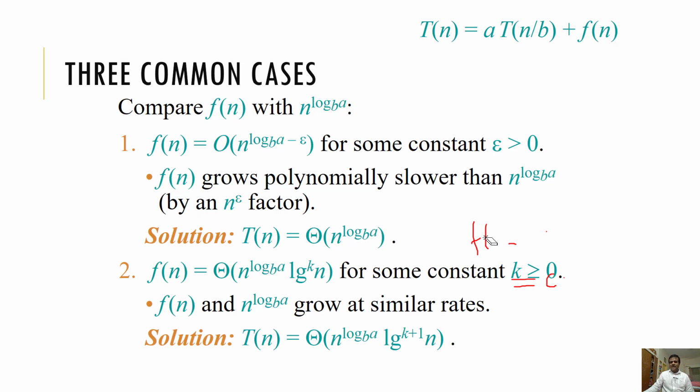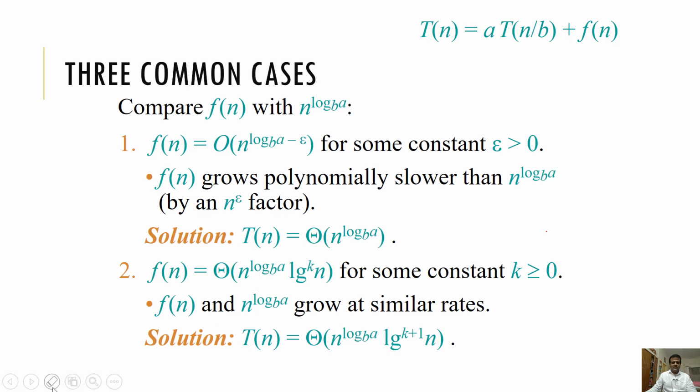In this case we have f(n) and n to the power log a base b, and they are similar. Similar means their growth is similar. That means f(n) and n to the power log a base b are similar, or they can differ by a log factor. They are similar if k is equal to 0. This is big theta, meaning bounded on both sides. If k is equal to 0, then this term won't be there, and we have only f(n) equal to big theta of n to the power log a base b.